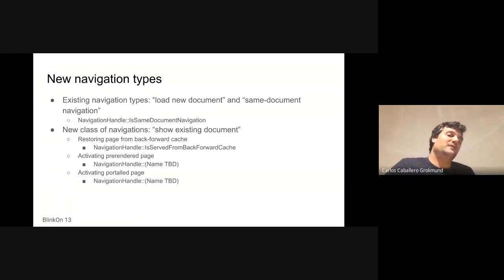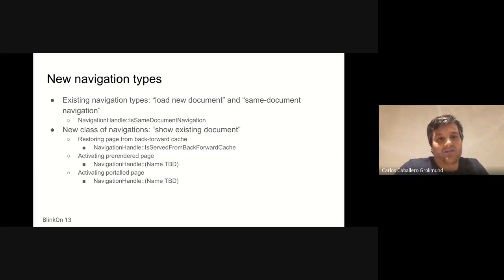So the other thing is we have a new navigation type. Up until today, we had a navigation that would load a completely new document, or a navigation that would just navigate within the existing document. And the way code would tell those apart is using navigation handle's is same document navigation. Now we have a new class of navigation that basically means show an existing document or move it around, move it to the top level. And we'll have it for restoring pages from bfcache, for activating a pre-render page, for activating a portal page.